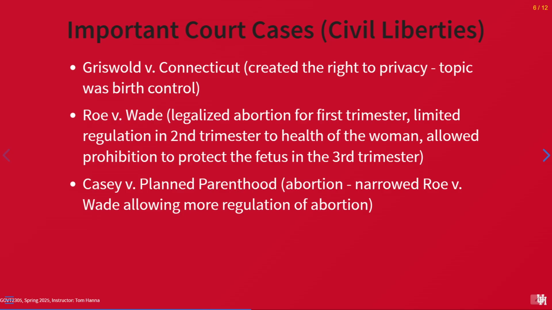So Griswold versus Connecticut was an important civil liberties case that created the right to privacy. Connecticut made the use of contraceptive birth control illegal. And Griswold was the other side of this case, the private party that was affected by this ban on birth control. It made its way to the Supreme Court. The Supreme Court said, using the idea of substantive due process, that there was a right to privacy that was part of the penumbras of the Bill of Rights.